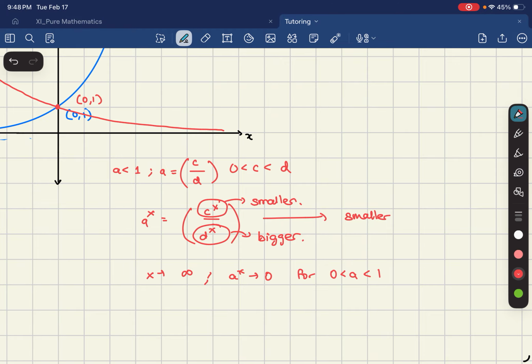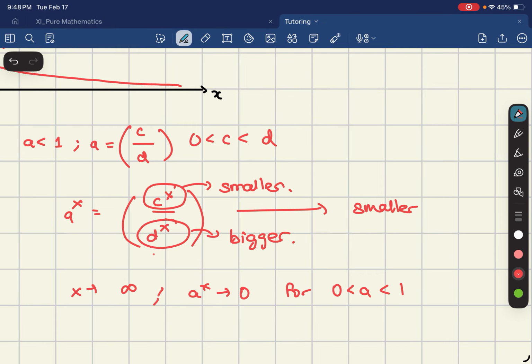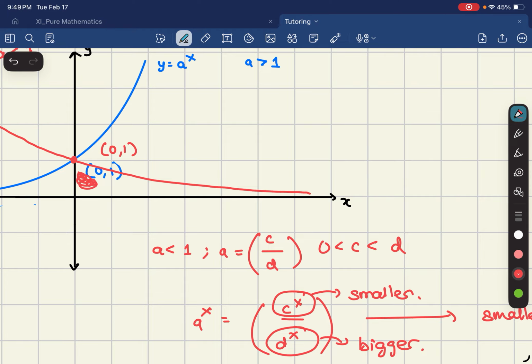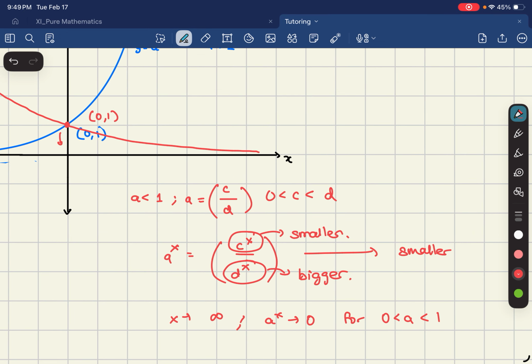And I hope you understand why this is happening, because you can write a as c over d, where c is smaller than d, and your denominator is much bigger when you raise it to a certain higher value of x than your numerator. So basically, your output is going to be less than 1, as you can see here. And if you take higher and higher values of x, it's going to get closer and closer to 0, because the denominator gets bigger much quicker than the numerator.